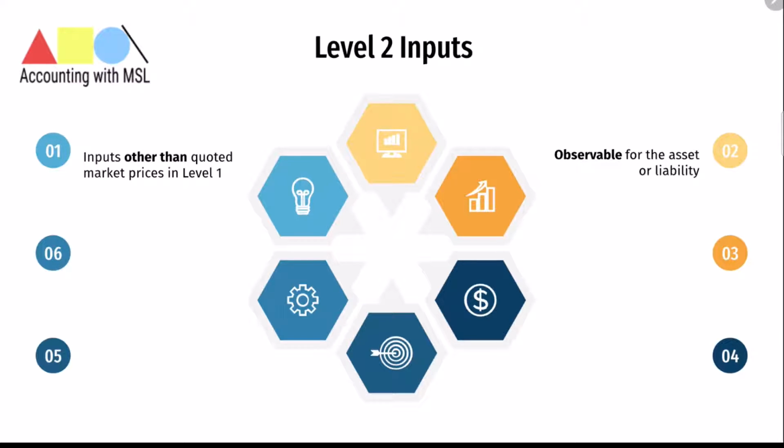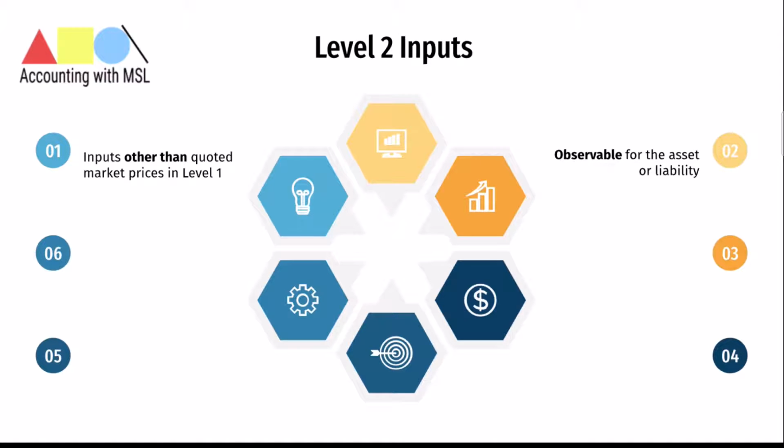So what would this mean for you? It means if you want to define level 2 inputs, then level 2 inputs are all inputs other than quoted market prices within level 1, which I just spoke about, that are observable for the asset or liability either directly or indirectly. To summarize, level 2 inputs are observable inputs that are not quoted market prices in level 1. But let's give some examples of level 2 inputs. This list is not exhaustive, but it gives you a clear indication of what will fall within level 2.